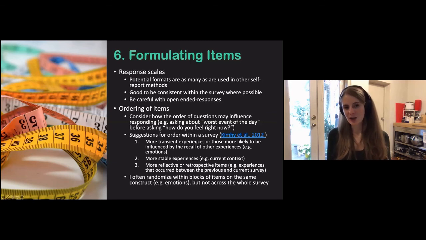As far as randomization goes, what I often do is randomize within blocks of items on the same construct. So I'll have 10 emotions and I'll randomize the order of emotions within that block, but not across the whole survey. I do that because participants get kind of used to the order of the survey and it helps them to respond. So I think having it not be too random helps with compliance. But of course, the nicest thing statistically would be true randomness. So weigh those two things off against each other.